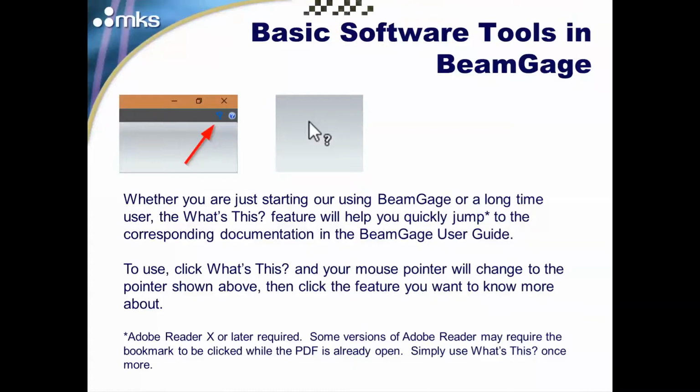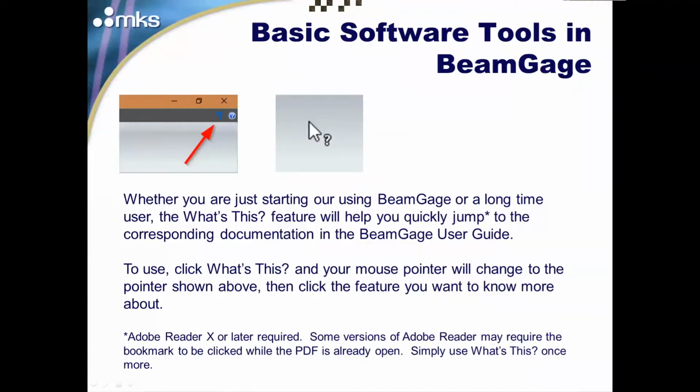Almost every single feature within BeamGage also has a tooltip. If you hover your mouse over that feature, you'll get a little bit of information on what that feature does, and that can be useful as well. Note that due to some quirks with Adobe Reader, which is required for the What's This feature, some versions may require you to use that What's This feature a second time once the PDF is already open for it to actually jump to the location of that bookmark. So if it doesn't work the first time, give it another go and it'll work.